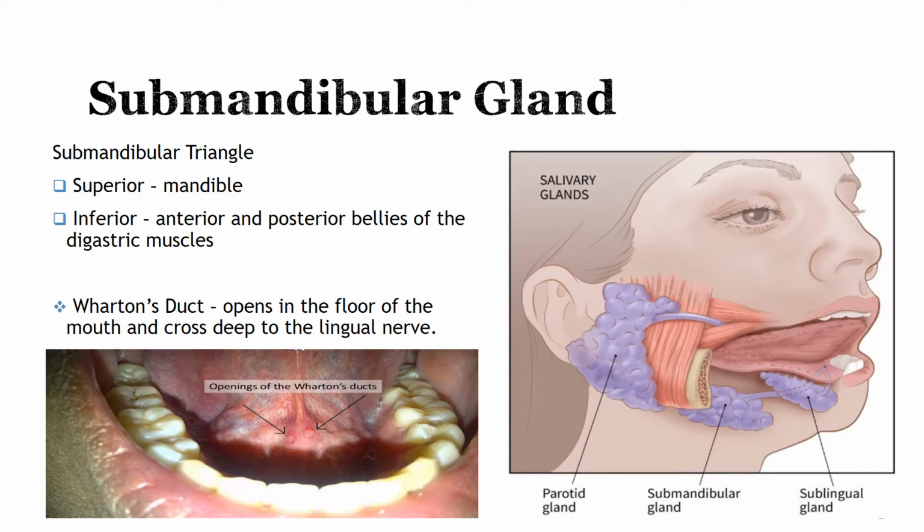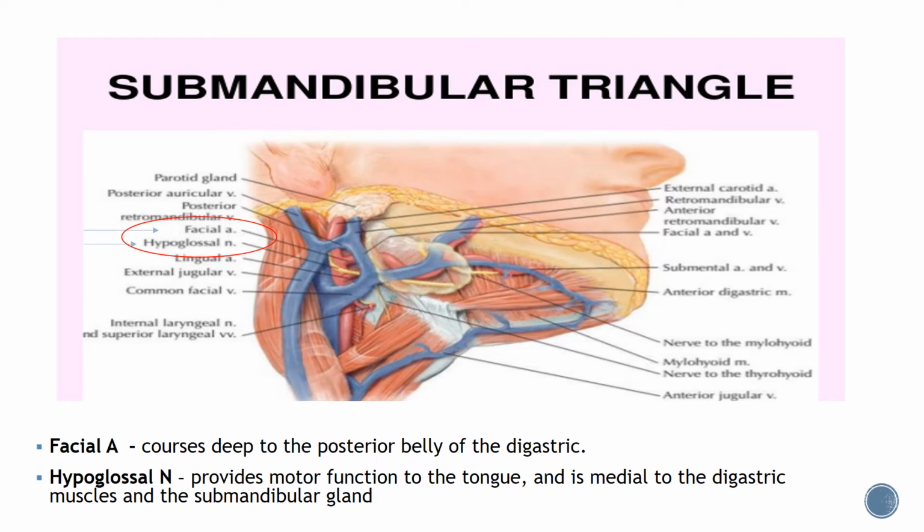The submandibular gland is found in the submandibular triangle. The superior margin of the submandibular triangle is the mandible, and the inferior margin are the anterior and posterior bellies of the digastric muscle. The Wharton's duct opens in the floor of the mouth and crosses the lingual nerve. The facial artery courses deep to the posterior belly of the digastric muscle. The facial nerve via the chorda tympani nerve provides secretomotor innervation to the submandibular and sublingual glands. The hypoglossal nerve provides motor function to the tongue and is medial to the digastric muscle and the submandibular gland.